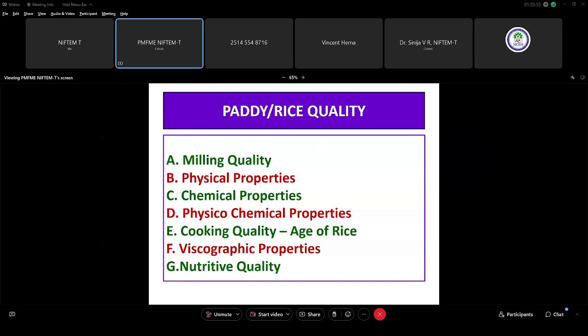Here you can see the different important parameters of quality: the milling quality, physical properties, chemical properties, physico-chemical properties, cooking quality, viscographic properties, nutritive quality. In this, very important are the milling quality and the cooking quality.